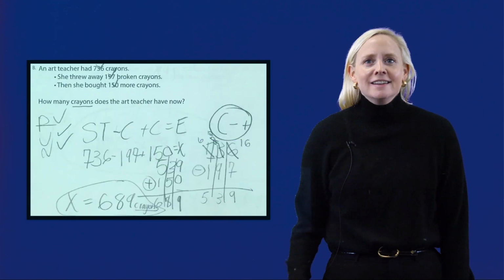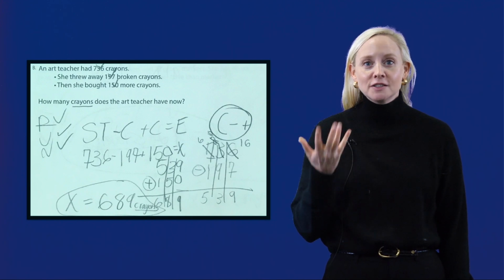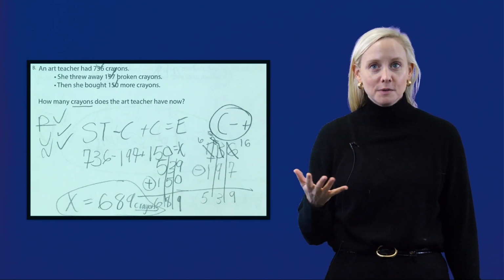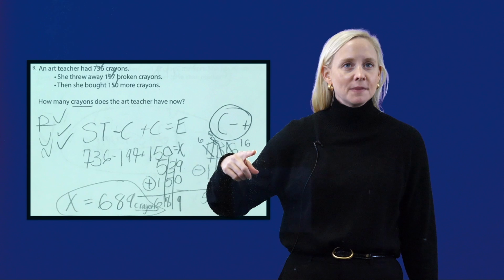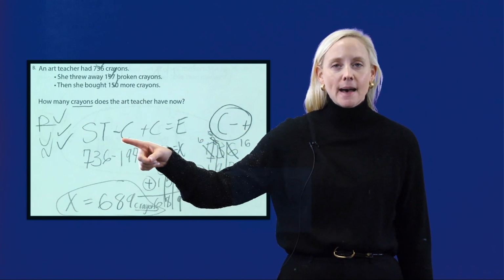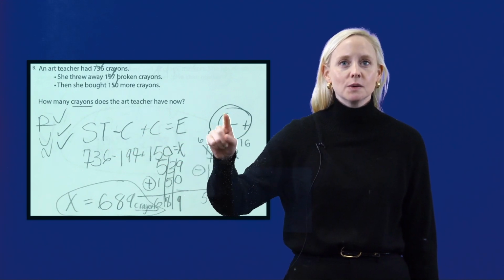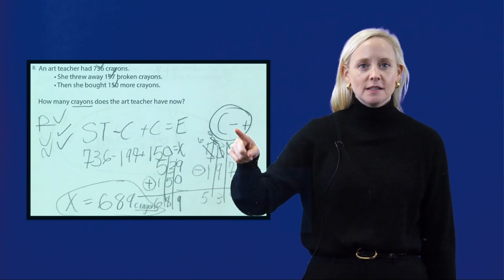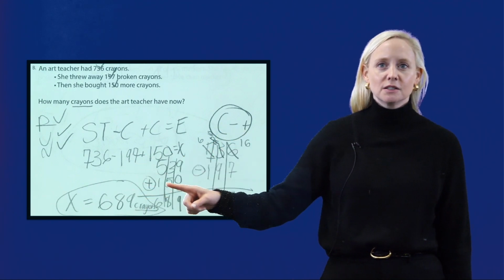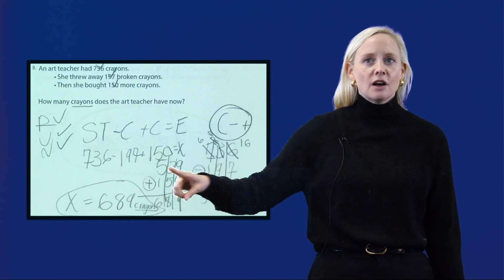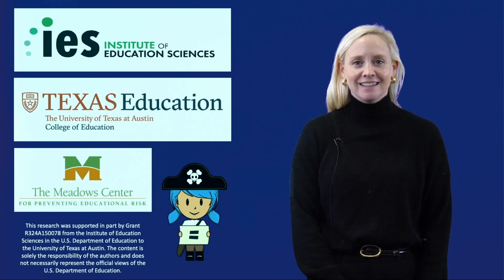Nice work. So here is an example of a student solving a change problem with multiple changes. Here you can see something similar to what I just did, the start amount minus the change amount plus the change amount equals the end amount. And you can see here we have the C minus and plus, and the student solved for the missing information, solving the problem left to right.